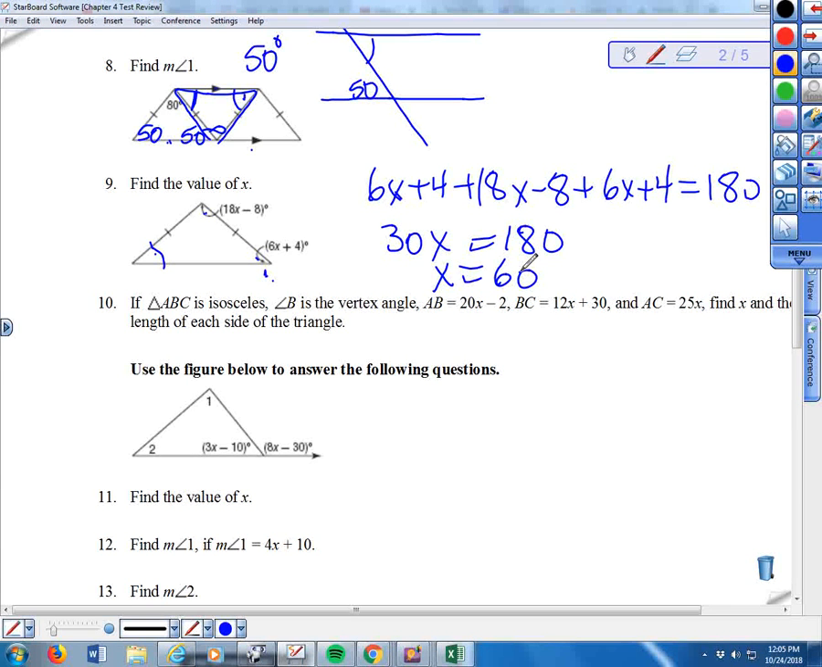I can check it. If I put 60 in for x, does that make sense? It should be 6. It's a good thing everybody's paying attention to Mrs. Reader's mistakes. 6 times 6 is 36, plus 4 is 40, which means this must be 40. 18 times 6 minus 8, what do you think? 100?